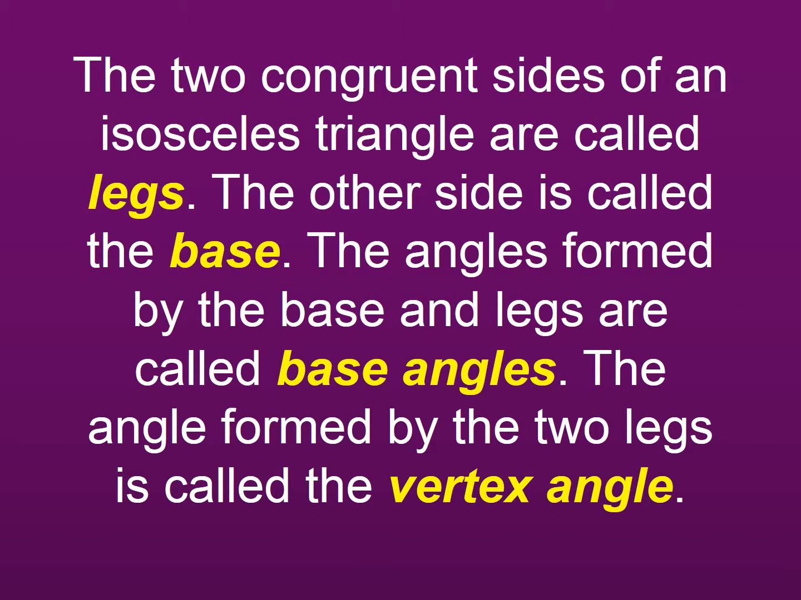Okay, so in an isosceles triangle, the two congruent sides we call the legs of the isosceles triangle, and the side that's not congruent is called the base. The angles that are formed at the base are called the base angles. And the angle that's formed by the two legs is called the vertex.